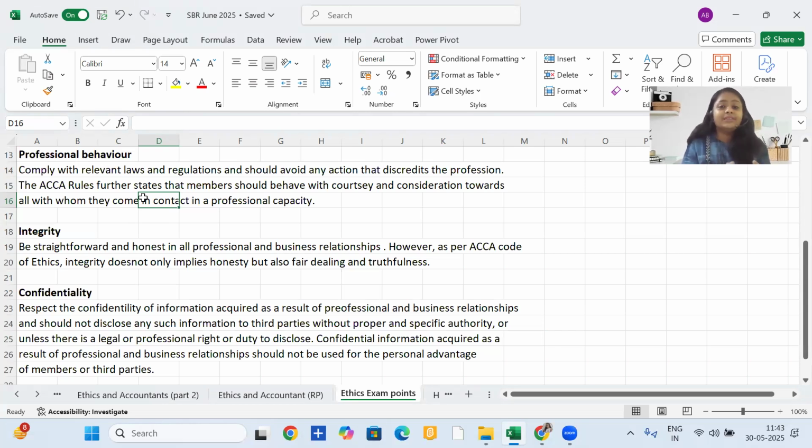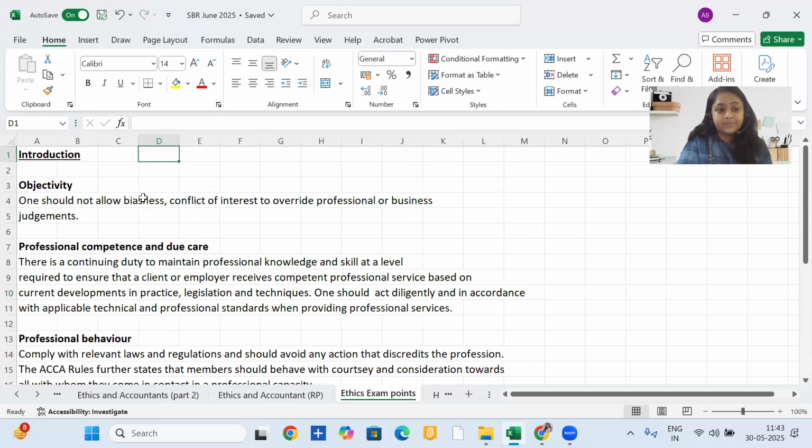So when you find that a finance director given in your question is not being truthful, or is intending to hide information, you know straightforwardly that this principle is being breached. Going forward, the next principle is objectivity. Objectivity means that one should not allow bias, conflict of interest, or undue influence to override professional or business judgments.